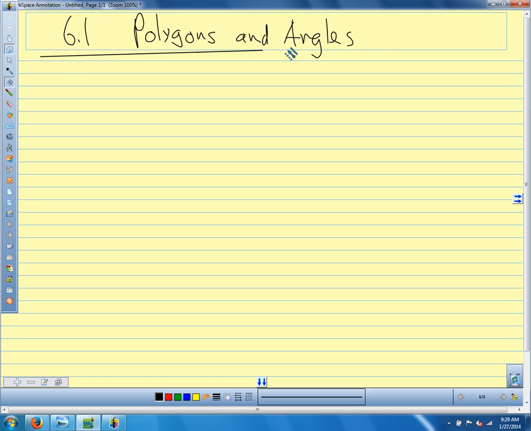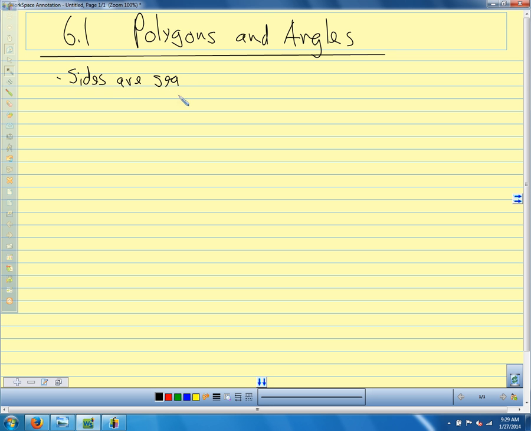So in our opener, we came up with a pretty good definition of what a polygon is. We said we had to have straight sides. So our sides, we could say, are segments. We said it had to be closed. We said it was two-dimensional or in the plane. And we said it had to have three or more sides. So this is our polygon.